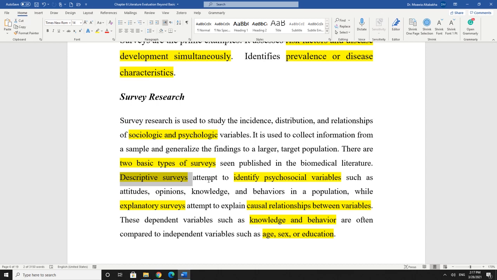We are describing things. But there is another, stronger type of survey, which is explanatory. We want to explain why this is happening, for example, why those people have this attitude, or why those people have better knowledge than the other people. So you look at dependent variables such as behavior and knowledge, and you are trying to link them to independent variables such as age, sex, and education.